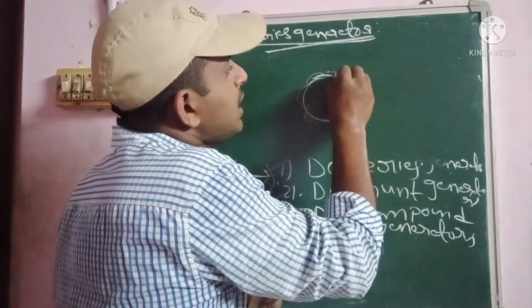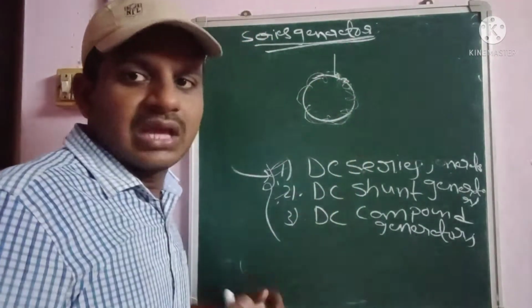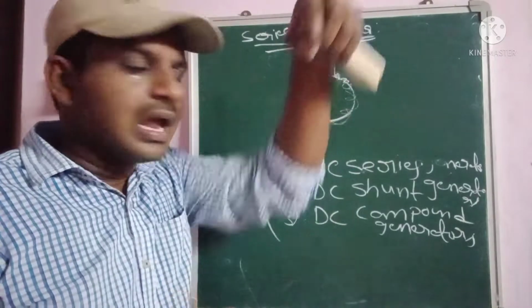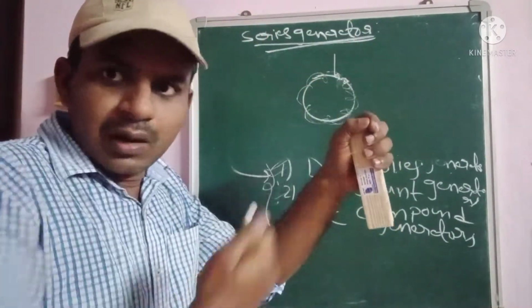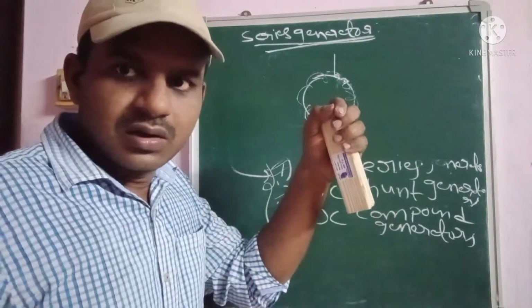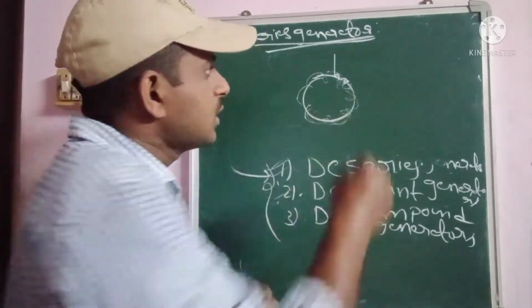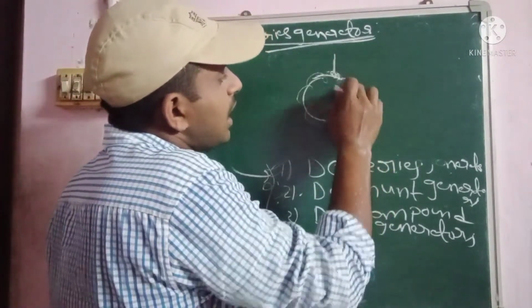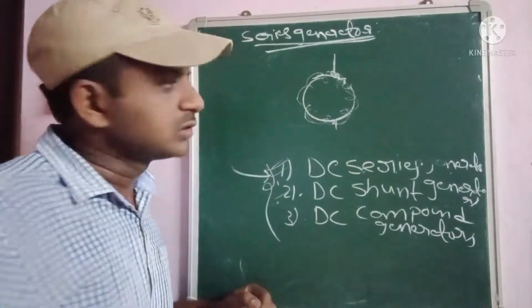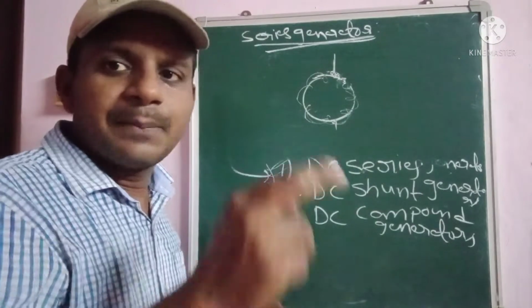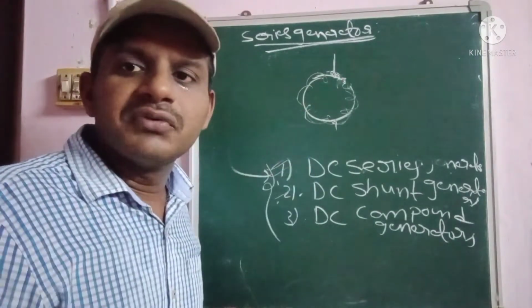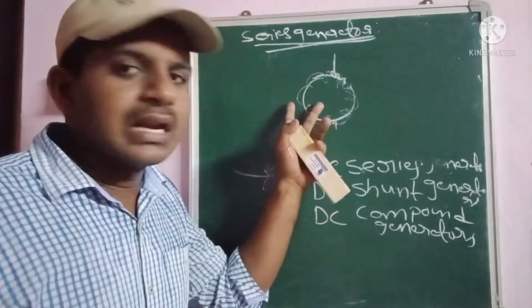So one winding terminal goes straight, and the other winding terminal lags to the downward side. One winding comes like that and the other winding comes like that. This is the simple representation of the armature winding, used for the calculation of generated EMF in that particular series generator.